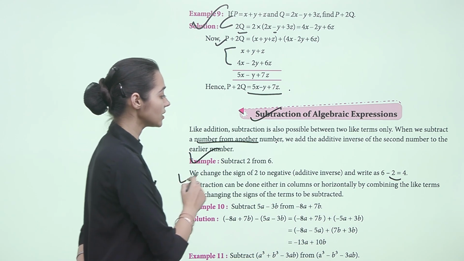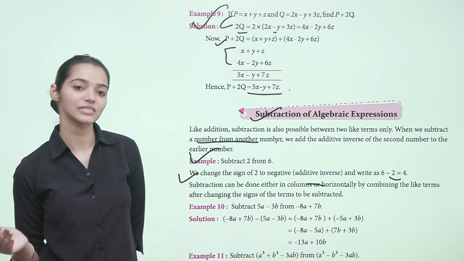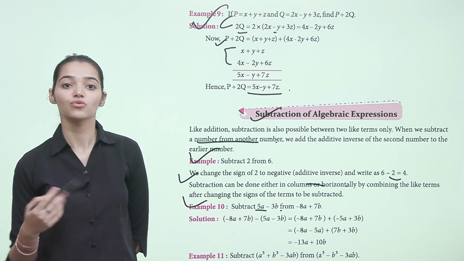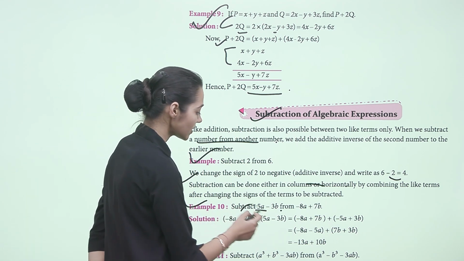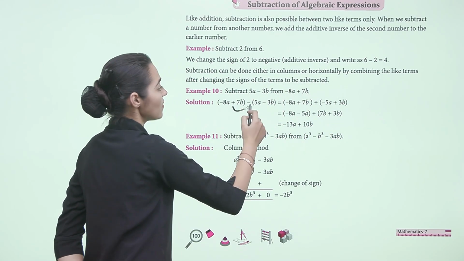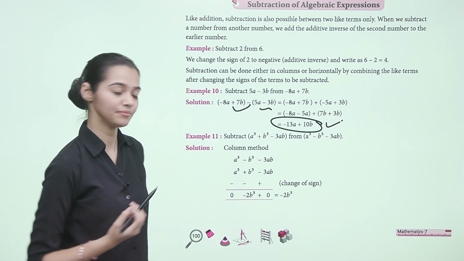Now subtraction can be done either in column or horizontally by combining the like terms after changing the signs. Here is our example number 10. Here we have to subtract these terms. So firstly, what we will do, we will subtract these terms. Now after subtracting these, the answer we get is minus 13a plus 10b.